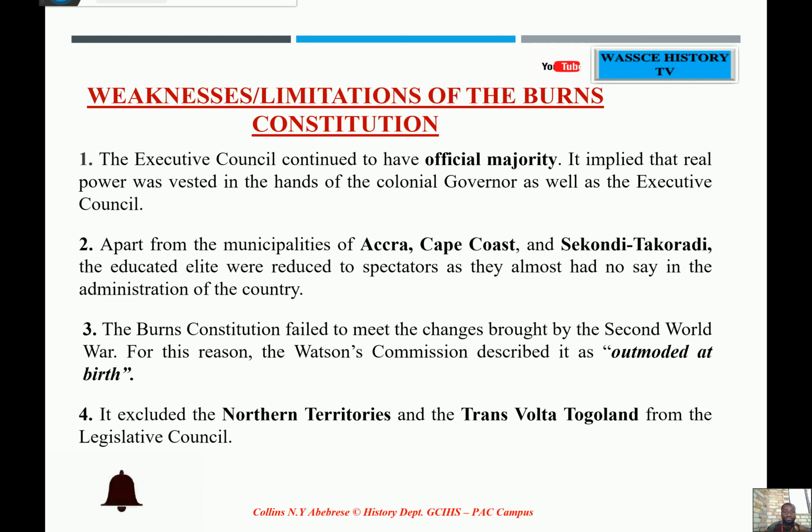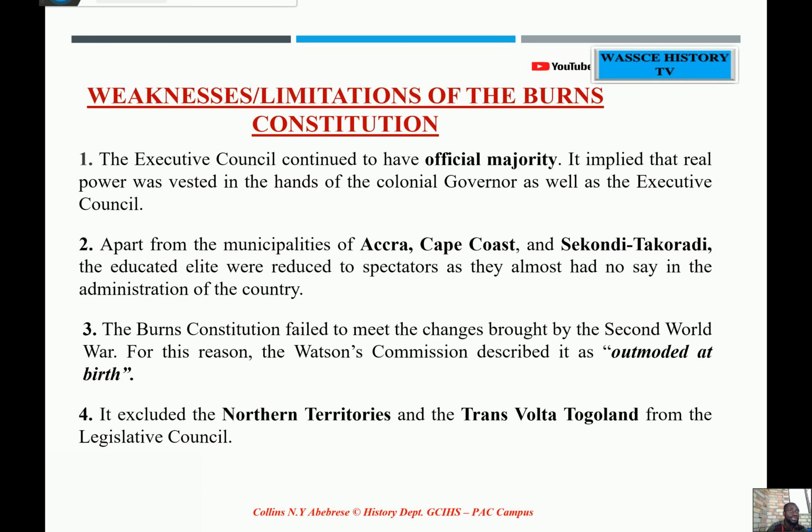So we said that the Executive Council still continued to have official members. It implied that real power was vested in the hands of the colonial governor as well as the Executive Council. As I told you earlier, the Executive Council was still composed of Europeans or the British, and the Africans had no power, and that was the highest organ of government. And then two, apart from the municipalities of Accra, Cape Coast, and Sekondi, the educated elite were reduced to spectators, as they almost had no say in the administration of the country.